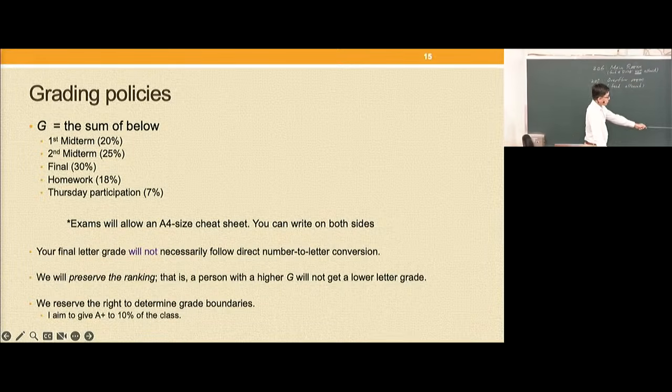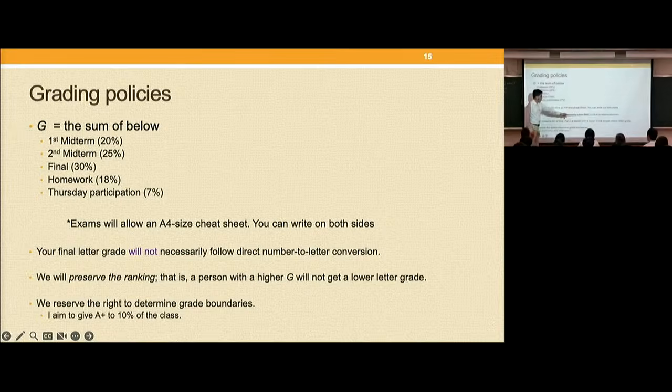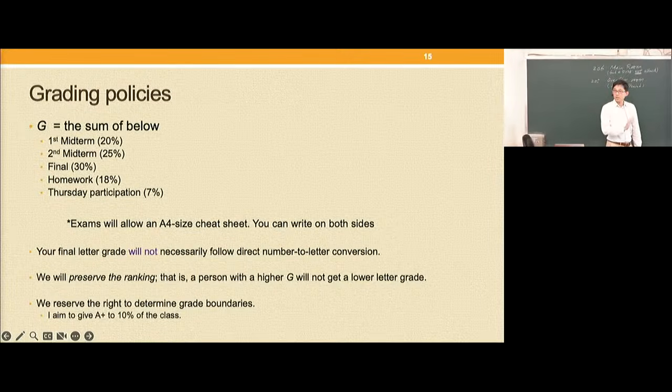And next point, your final letter grade. After we calculate G, let me tell you in advance that your final letter grade will not necessarily be the direct number to letter conversion. Okay? The university has a recommendation, right? What number maps to which letter grade. For example, A+ is 90 or above, and so on and so forth. There are letter grade boundaries, but we are not going to strictly follow that.